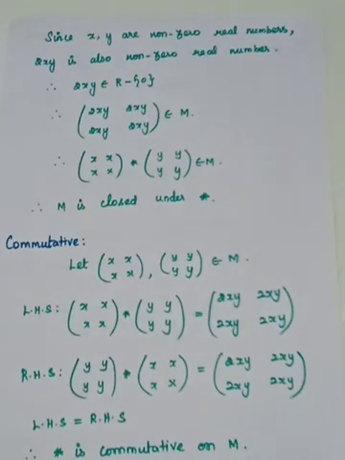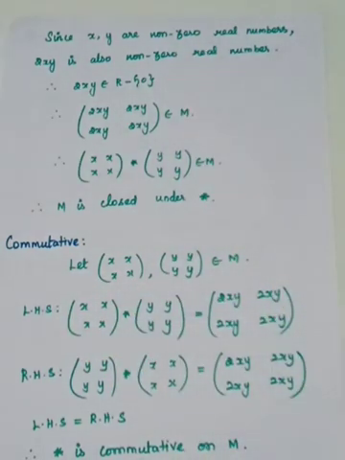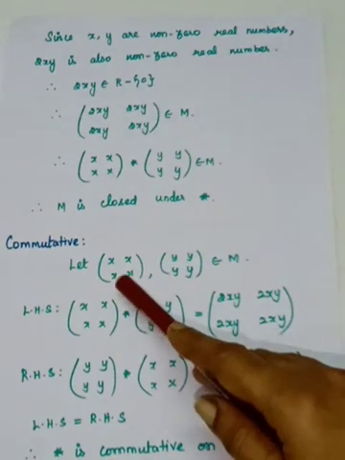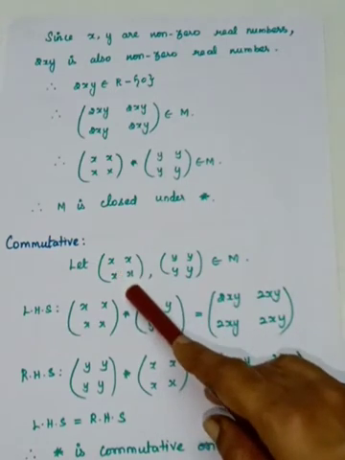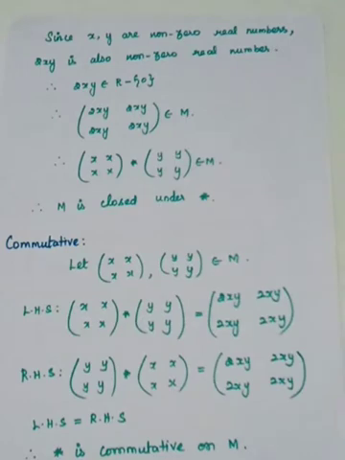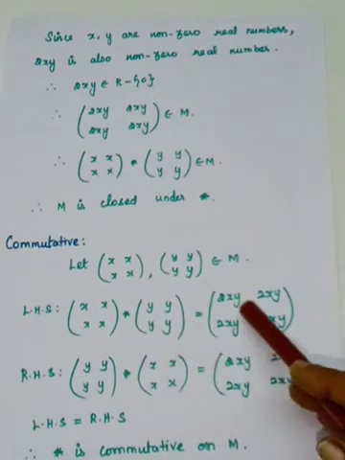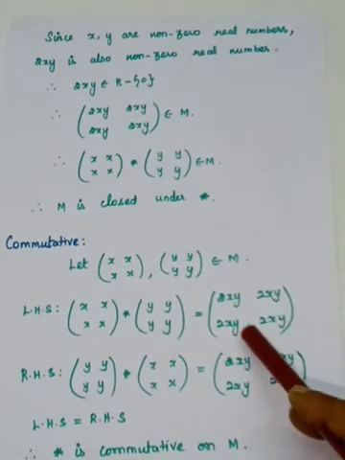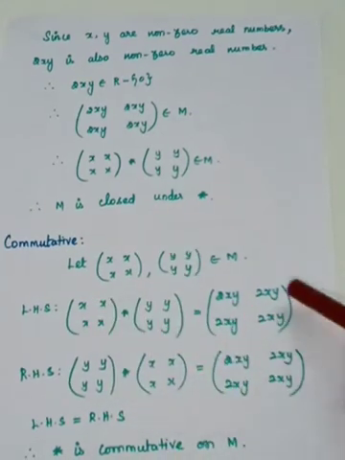First we have to take the left side. On the left hand side, what do we write? Usually we write A asterisk B. Here the elements are in matrix form, so we have to take two matrices, one an XXX matrix and another a YYY matrix. First we multiply these two, and your answer is 2xy, 2xy, 2xy, 2xy, because you multiply first row by first column, first row by second column, and so on.